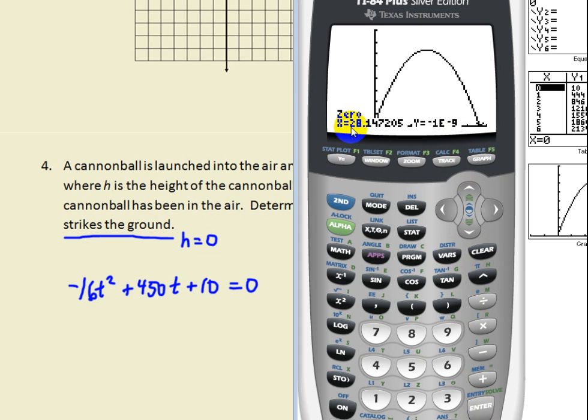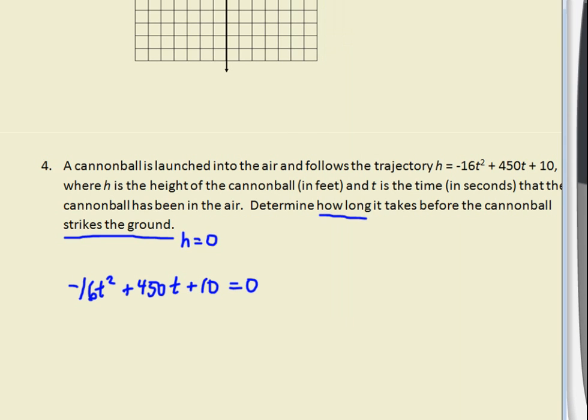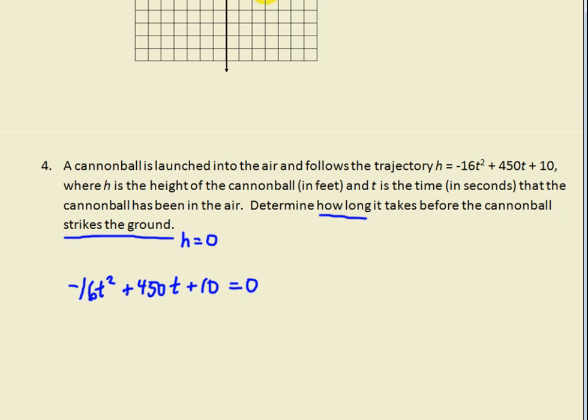And we see that it's 28.147. I'm going to call it just 28.1. So rounded to the nearest tenth, we can say that t equals 28.1 seconds. So that's how long it's going to take for the cannonball to go through its arc and reach the ground again.